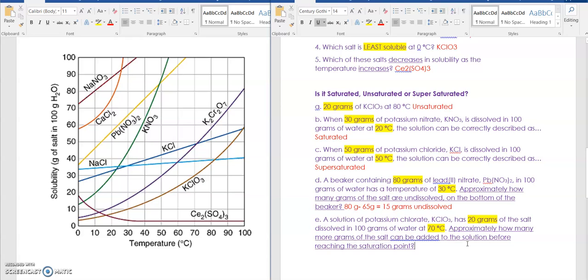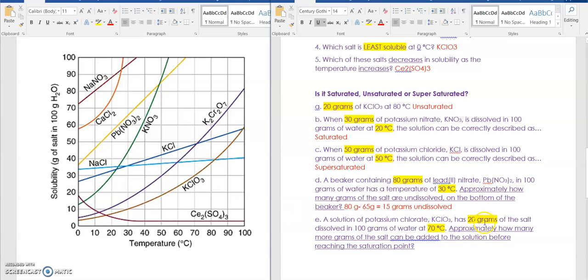So I know that this is telling me this is an unsaturated solution, and I could add more grams of potassium chlorate before reaching my saturation point. But I need to know what the saturation point is at 70 degrees in order to know how much to add. So let's do that. We're going to trace over to 70 degrees, and we're going to go up to potassium chlorate, which is going to be that brown line. So I'm going to trace up, and when I get to potassium chlorate, I'm going to see at 70 degrees, I can dissolve 30 grams. It reaches its saturation at 30 grams at 70 degrees.